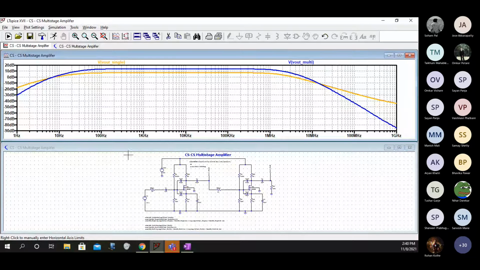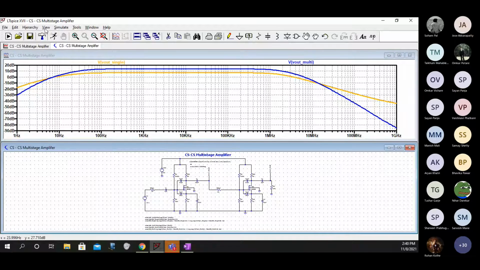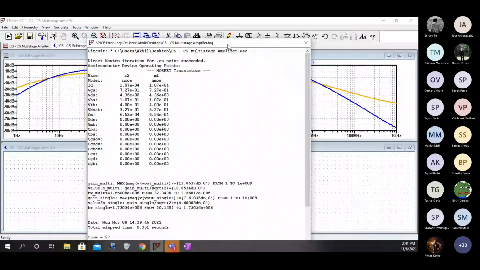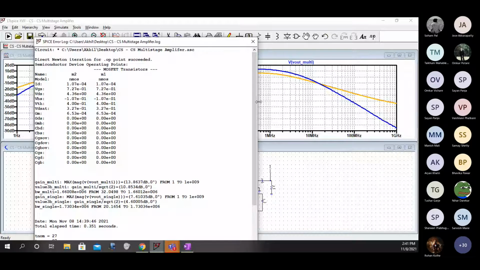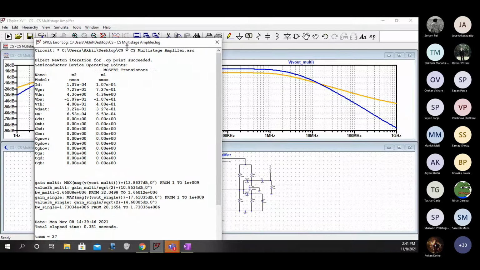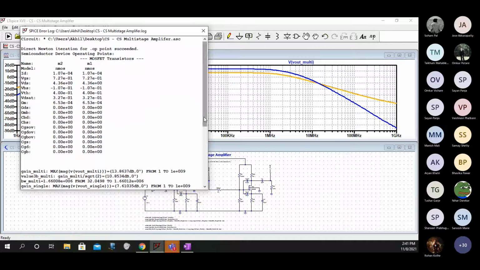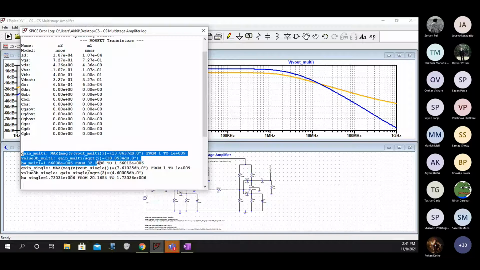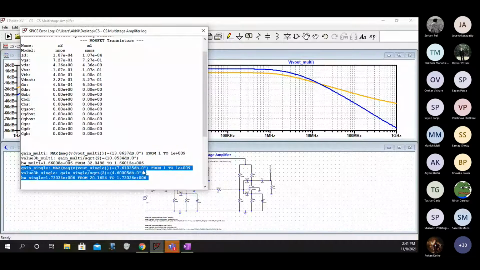Another thing we want to see here is, after I simulate this, the SPICE error log file. So what is there in this file? See here, we have all the DC operating points, and the first three lines are the gain, 3 dB points and bandwidth of the first stage, and then we have the single stage.